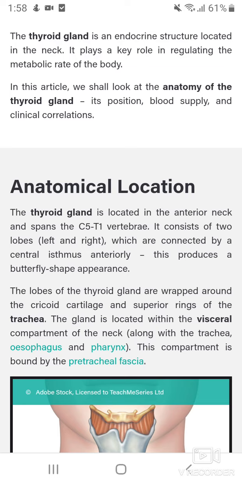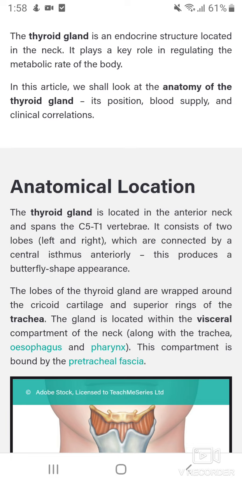In this video we are discussing the thyroid gland. The thyroid gland is an endocrine structure located in the neck. It plays a key role in regulating the metabolic rate of the body. In this article, we shall look at the anatomy of the thyroid gland, its position, blood supply, and clinical correlations.